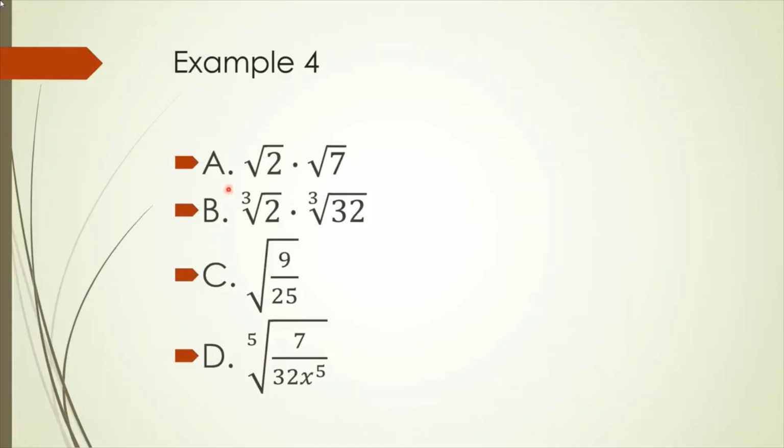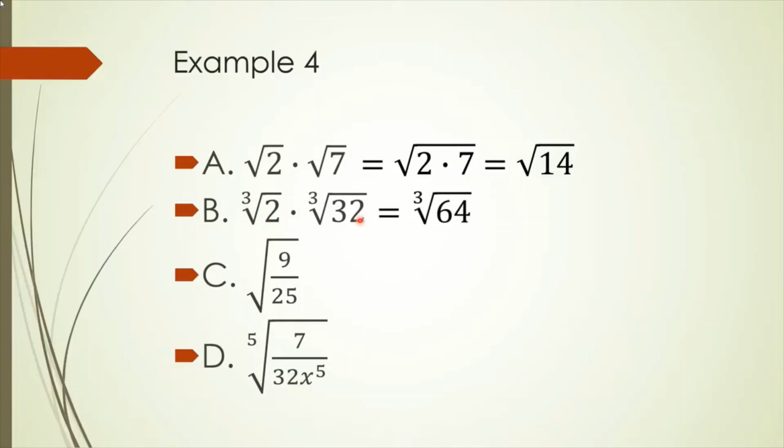Alright, so let's look at these and simplify them. So with the square root of 2 times the square root of 7, I can combine those. I can switch it so that they're both underneath the radical, and they both have to be the same radical. If they're different, you cannot do this. You have to do something else, which is outside this course. So you can multiply 2 and 7 together and get the square root of 14. We can do the same thing with the cube root of 2 and the cube root of 32, and I get the cube root of 64. Well, the cube root of 64 would just be 4.